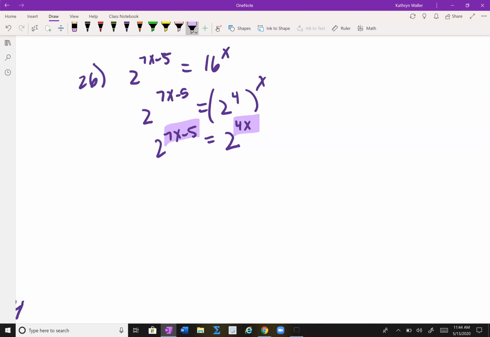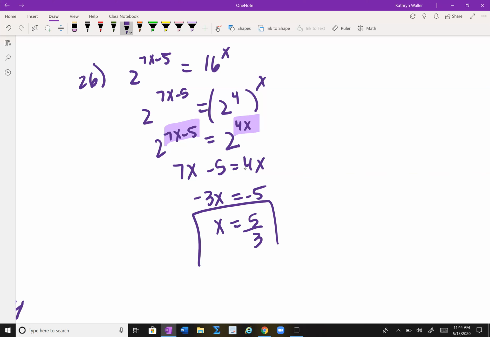If 2 to this equals 2 to that, then those exponents must be equal to each other. Move the 7x over, it becomes a negative. So you have negative 3x equals negative 5. Divide, x equals 5/3, and I'm done. If you wanted to, you could store 5/3 and put it over here and over here and make sure you get the same thing, so you could check it. Just make sure you put parentheses around that exponent.